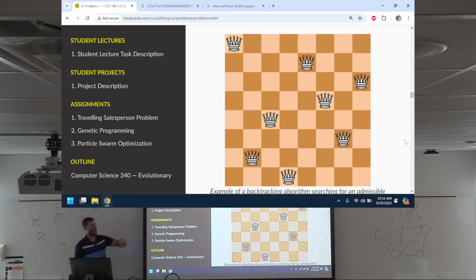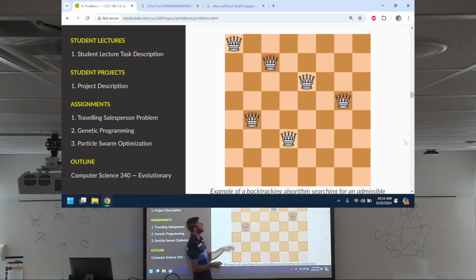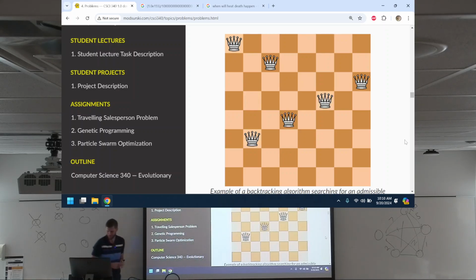So here's a little GIF of doing a depth first search to find a configuration that works. See, it's trying until, oh no, they attack, and so it keeps going and backtracking until it finds a workable solution.